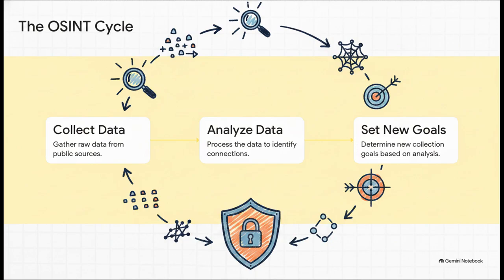And this is what we call the iterative OSINT cycle. It perfectly illustrates how every single piece of analyzed data continuously drives the next phase of our collection goals. You collect your initial data, you analyze it to find connections, and boom, those connections point you toward brand new targets. It's a constant loop. But before we even think about starting this cycle, we absolutely have to talk about safety.